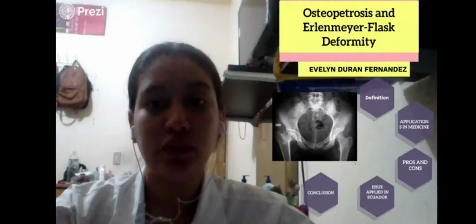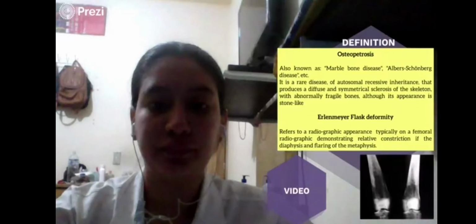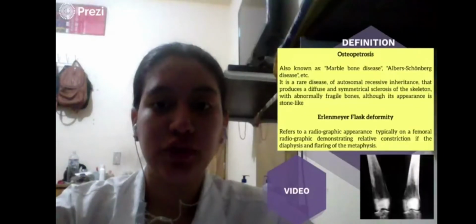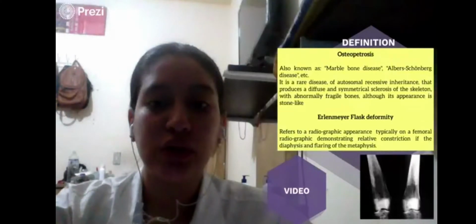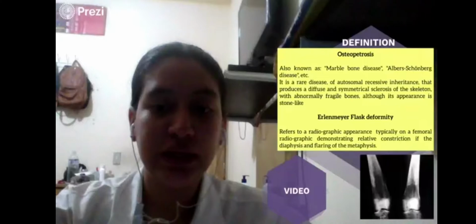My topic is about osteopetrosis and Erlenmeyer Flask deformity. Definition: Osteopetrosis, also known as marble bone disease, Albers-Schönberg disease, is a rare disease of autosomal recessive inheritance that produces a diffuse and symmetrical sclerosis of the skeleton, with abnormally fragile bones although their appearance is stone-like.